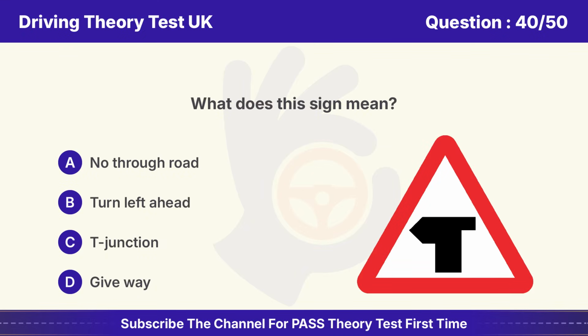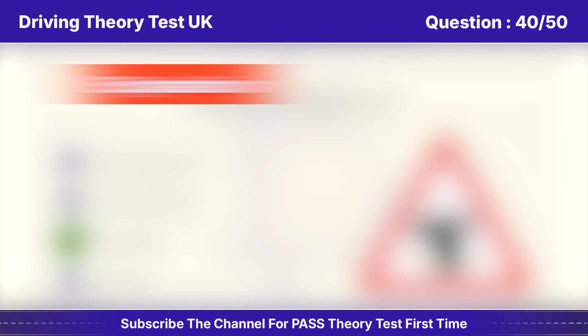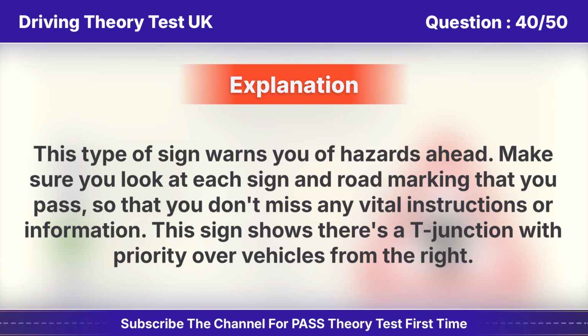Question 40. What does this sign mean? Answer is C. T-junction. This type of sign warns you of hazards ahead. Make sure you look at each sign and road marking that you pass, so that you don't miss any vital instructions or information. This sign shows there's a T-junction with priority over vehicles from the right.